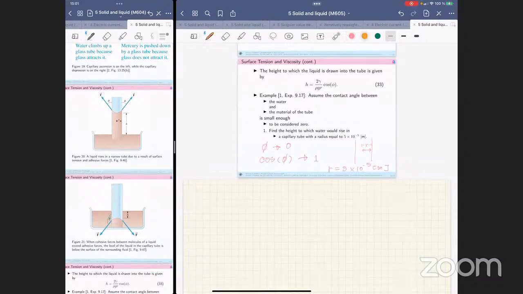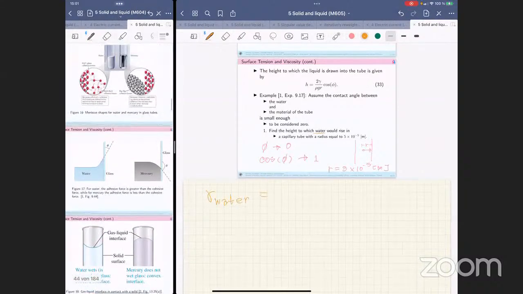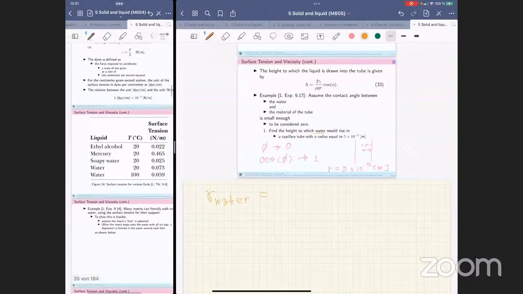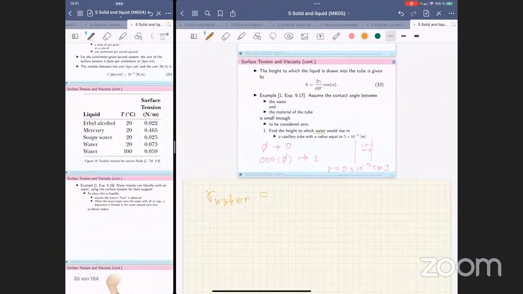They say they consider water, right? So we have to use gamma of water. When they don't say any temperature, it means that we have to pick up the value at room temperature, which is 20 degrees, right? Surface tension of water at room temperature, 20 degrees Celsius, is 0.073 Newton per meter, right?